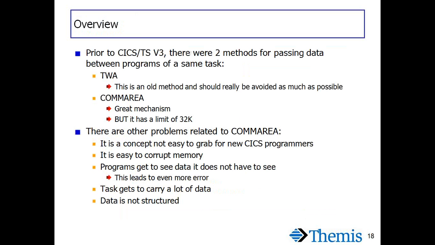Okay, so changing a little bit here, we're starting to get into the heavier lifting of web services. What IBM has done: we used to have two methods of passing data, TWA, very old, and the COMMAREA, 32K. The problem with the COMMAREA, and we can still use it today, is that it's basically a separate piece of storage. It is capable of corrupting things and cannot carry a lot of data. Data becomes unstructured, if you will.